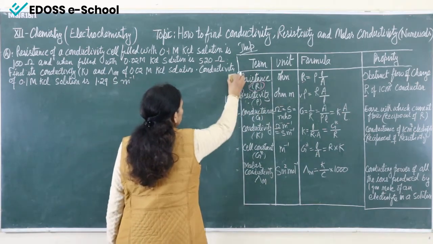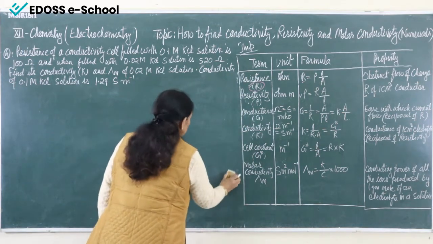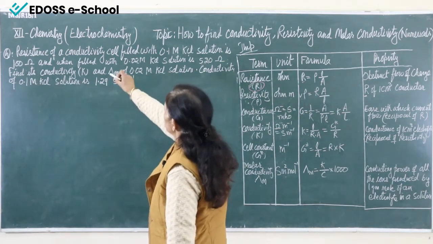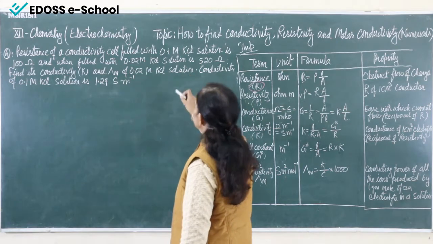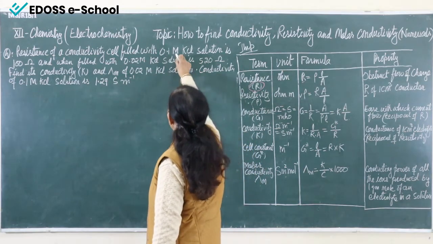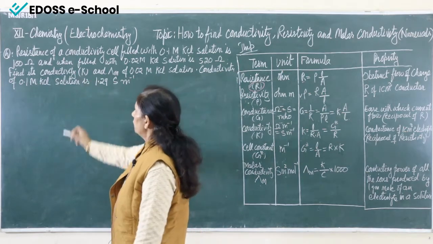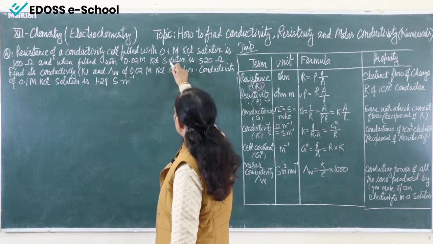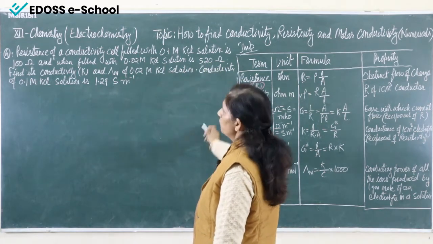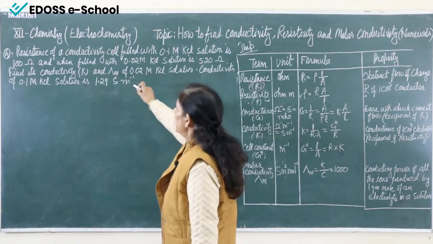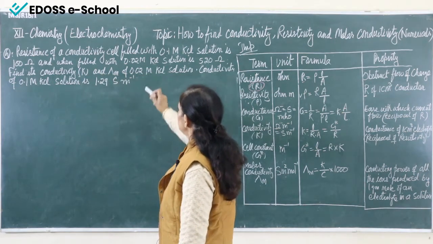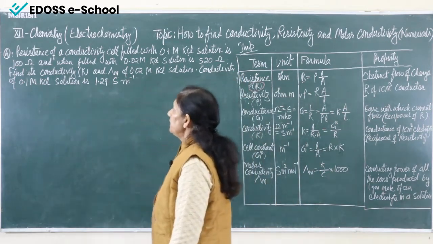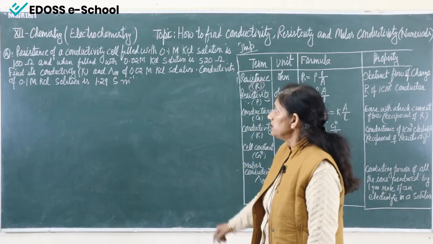Now we are coming to the numericals. Now see the first numerical. The resistance of a conductivity cell filled with 0.1 M KCl solution is 100 ohm, and when filled with 0.02 M KCl solution it is 520 ohm. You have to find the conductivity and molar conductivity of 0.02 M KCl solution, and the conductivity of 0.1 M KCl solution is 1.29 Siemens per meter.